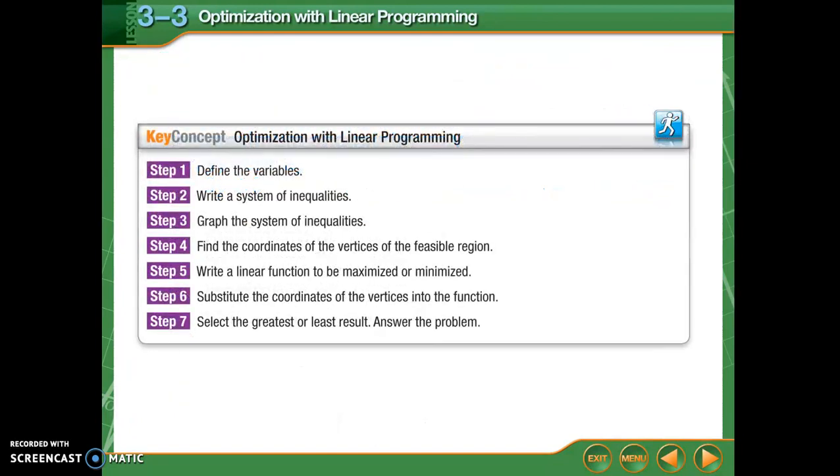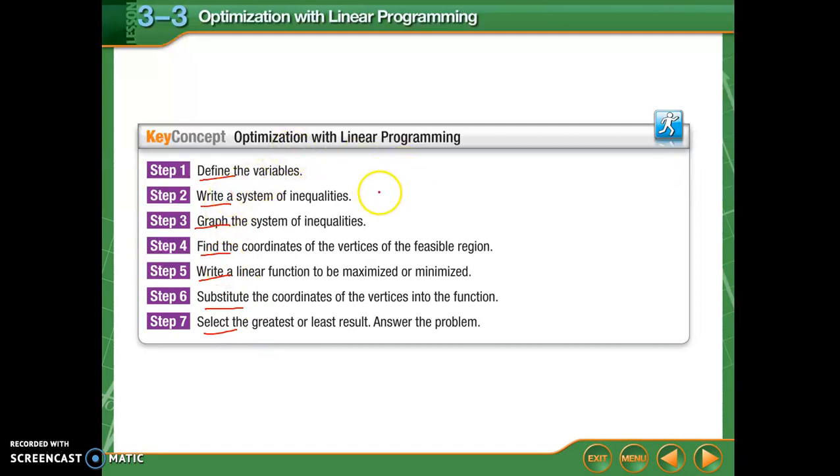All right, now we're getting to the part that everyone always loves the most, the part about word problems, real-world application of math. There are 7 steps that your book talks you through, which sounds long, but really isn't too bad. Step 1, define our variables, always. Step 2, we write our system, and then we graph it. Then we find the coordinates of the vertices, get our function that we need to maximize, substitute the coordinates, and then answer the problem by finding the maximum or minimum.